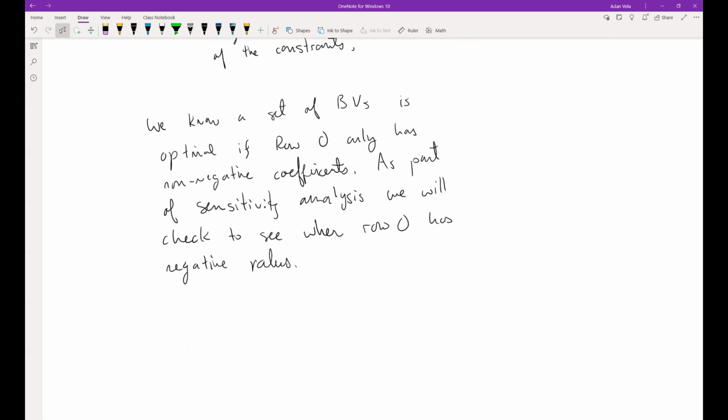Similarly, we're going to make sure that the right-hand side of the Simplex Tableau remains positive. Sometimes it's possible that changes to the constraints might make the right-hand side of the Simplex table negative. And so we're going to want to be cognizant of that.